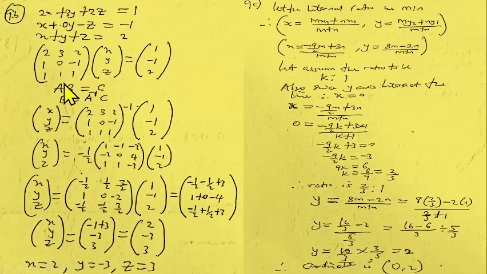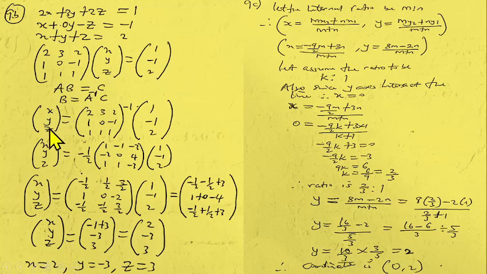This one stands for A, this one stands for B, this one stands for C. So I want to find the value of x, this column matrix x, y, z. I want to find the value of it. So that means I can divide both sides by this 3 by 3 matrix.